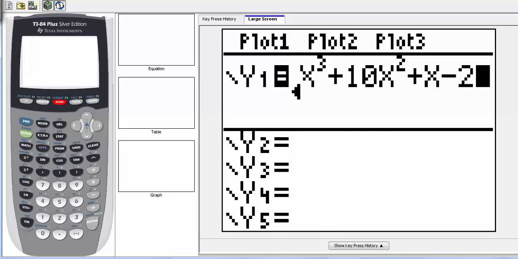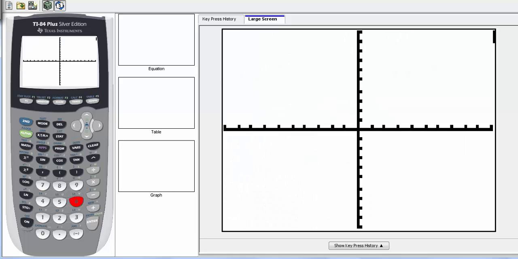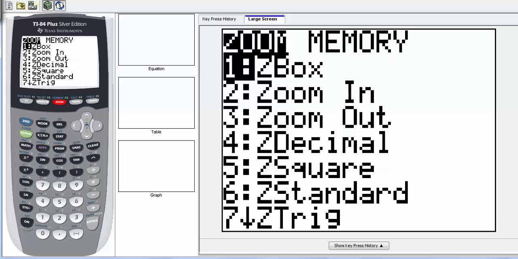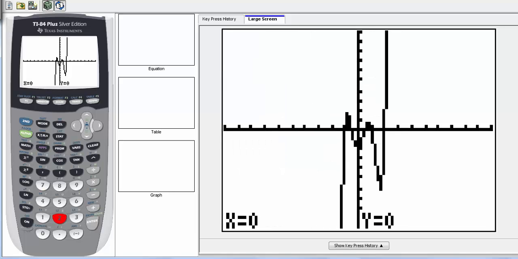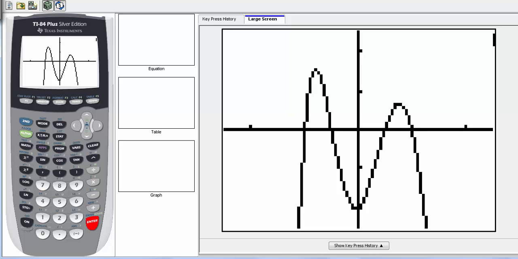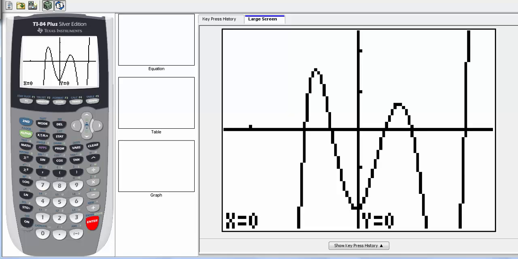So then if I go to zoom standard, and I'm going to zoom in a little bit. Our graph goes up, down, and it's a little tight inside here. So if we try to go to zoom number 2, which is zoom in, and I want to zoom in on the origin, so I'm going to leave the cursor flashing here in the middle. So I'm going to simply hit enter, and it's going to zoom in right on this middle section. And that's what we're looking for. We want to find here where it crosses the x-axis.